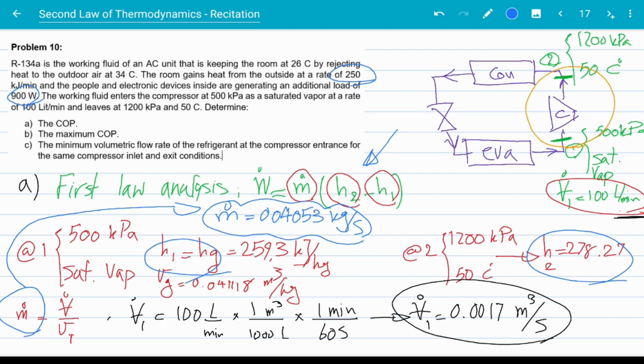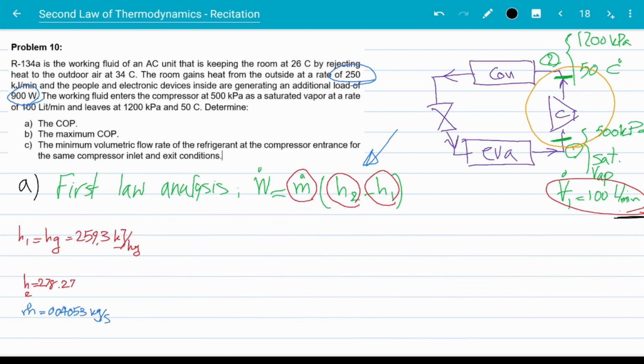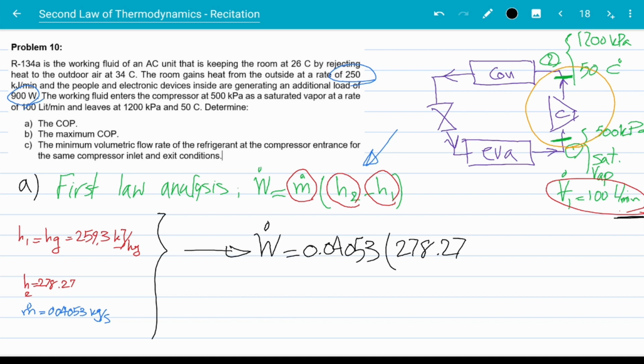So let's do it. Okay, so I just cleaned up the calculation area. Now we can plug everything into the green equation and get that W dot is 0.04053 times 278.27 minus 259.3, which gives us W dot is 0.07688 kilowatts.